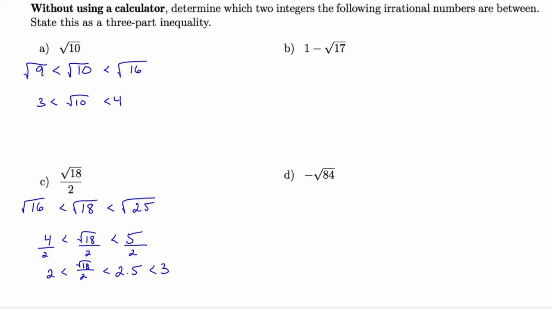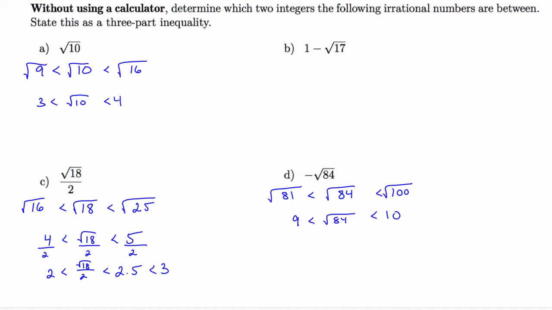On part D, we have the opposite of the square root of 84. Again, we'll start by focusing on the radicand. We want to pin 84 between two perfect squares. I know 84 is greater than 81, but less than 100. So that tells me the square root of 81 is going to be less than the square root of 84, which will in turn be less than the square root of 100. But by picking 81 and 100, I can simplify the statement to say that 9 is going to be less than the square root of 84, which will be less than 10. So root 84 fits somewhere between 9 and 10.